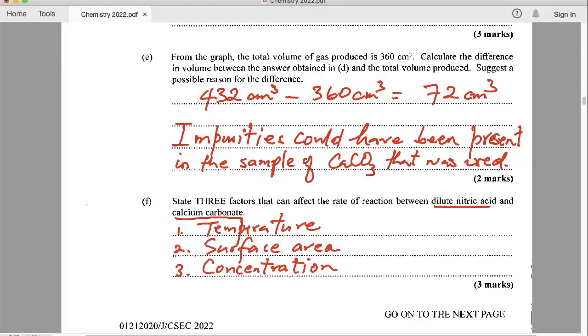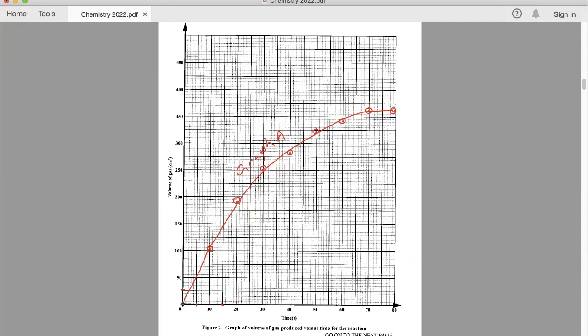marks, just like that. G, if marble chips, that's large granules of calcium carbonate, were used instead of powdered calcium carbonate. Sketch a graph of what this reaction would be on figure 2 on page 5. Label the sketch graph B.